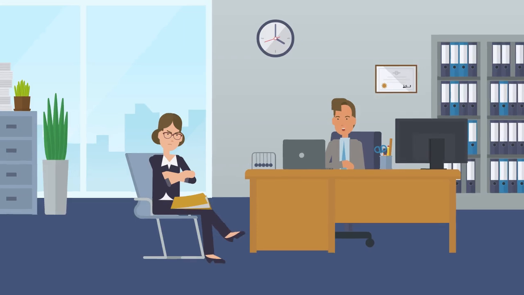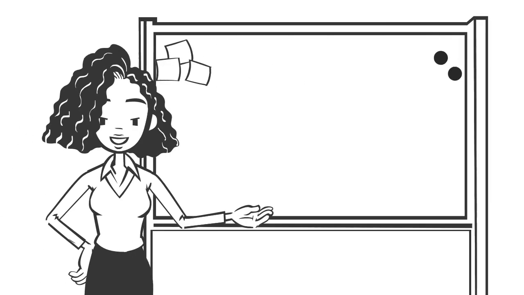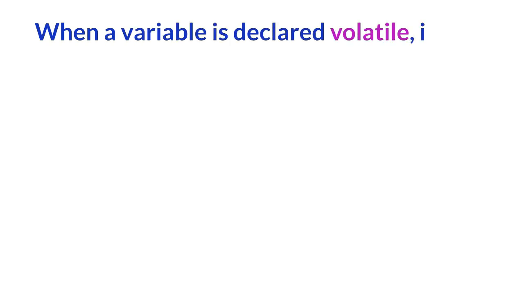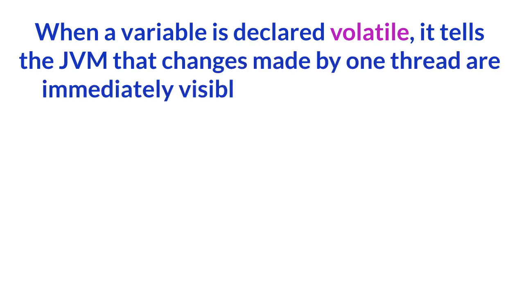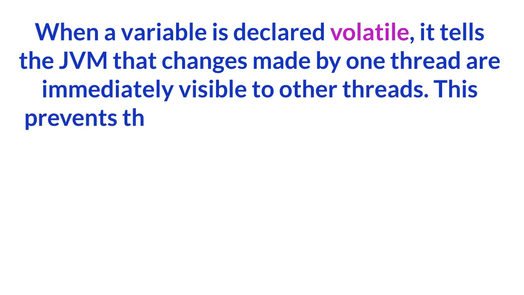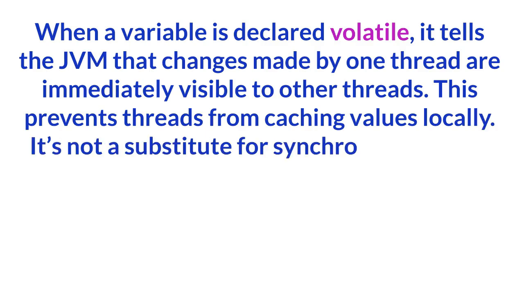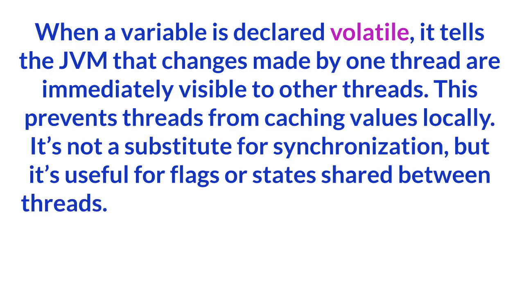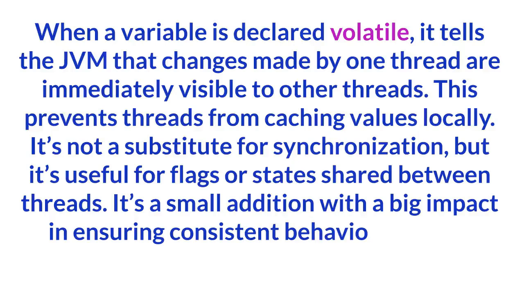What is the purpose of the volatile keyword in Java? When a variable is declared volatile, it tells the JVM that changes made by one thread are immediately visible to other threads. This prevents threads from caching values locally. It's not a substitute for synchronization, but it's useful for flags or states shared between threads. It's a small addition with a big impact in ensuring consistent behavior in multi-threaded environments.